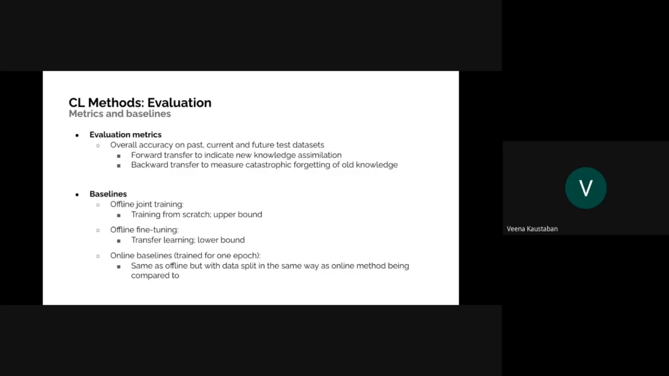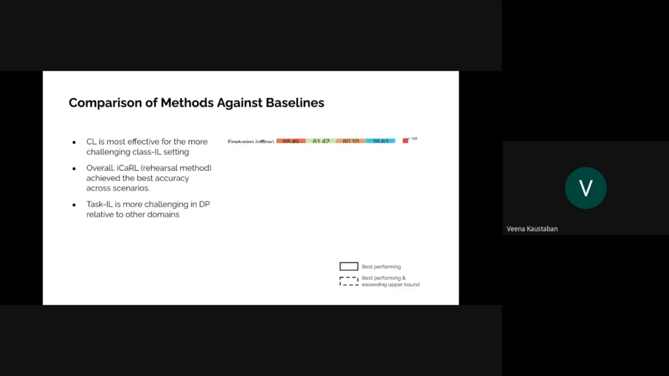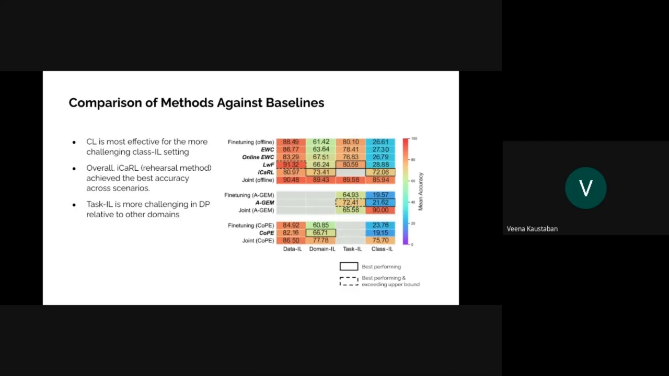We compare the continual learning methods against offline and online baselines. Joint training is considered the upper bound baseline, whereas fine-tuning is the lower bound. On the right are accuracies we got at the end of training. The box number represents the method that gave the highest accuracy. A dashed box indicates the method outperformed the upper bound. The three sections are offline methods, AGEM and COPE.